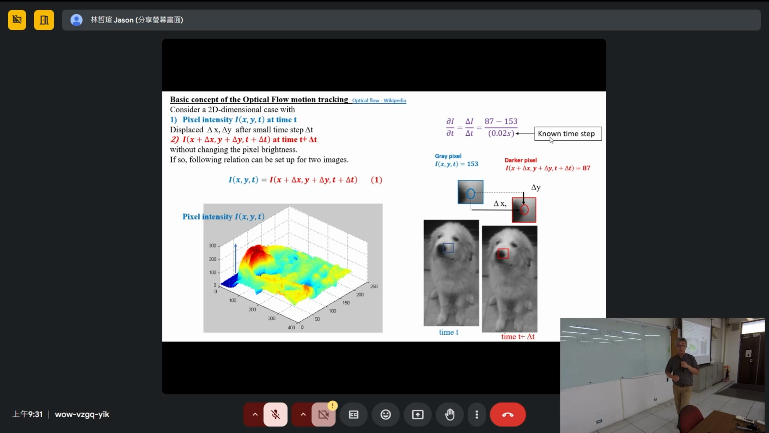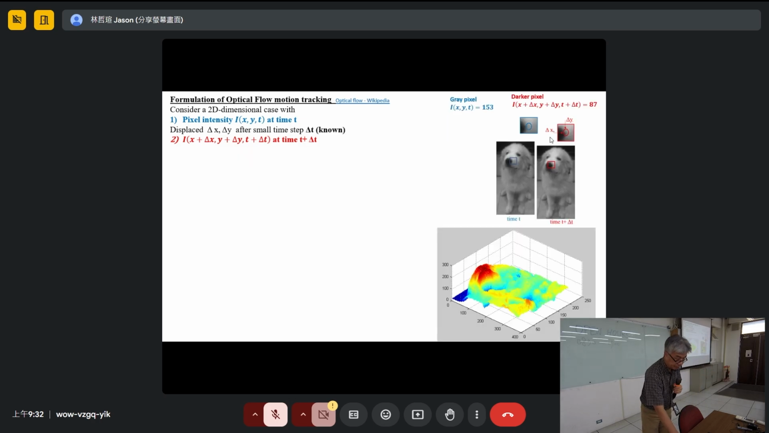Okay, so that's the picture we're looking at, and later we will use it. The slope of the brightness change, delta I over delta T, is in this case 87 minus 153, and the delta T, from the frame rate I was able to calculate, is 0.02. Good. So, more equations.